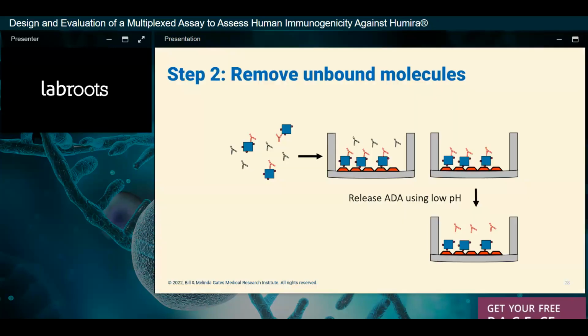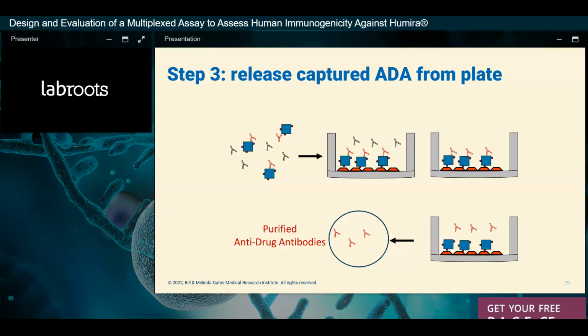You give these plates a wash to remove the unbound material. And then what you end up with are captured or purified anti-drug antibodies on the surface of your plate. And if you add a low pH buffer, these antibodies can be popped off and they'll leave the drug biotin bound to the plate, but the antibodies basically become free in the solution, and therefore you have your purified anti-drug antibodies. And that's the approach that most of us take when we go to purify that.